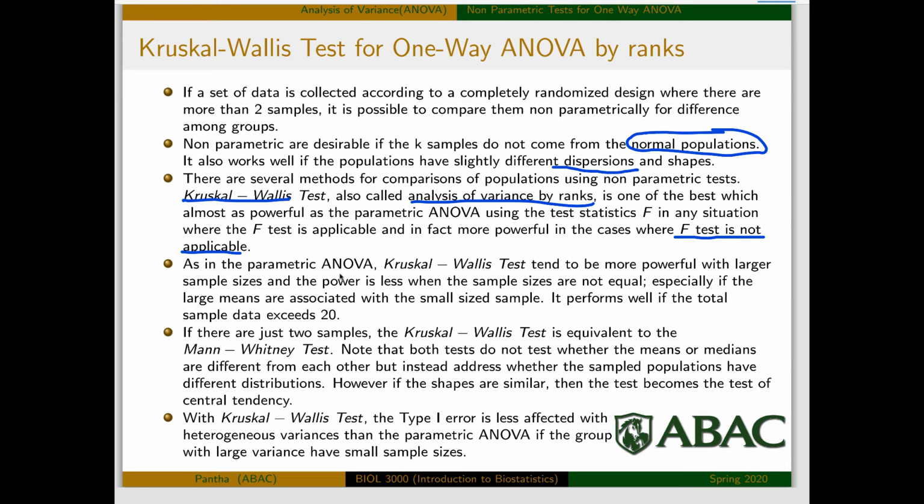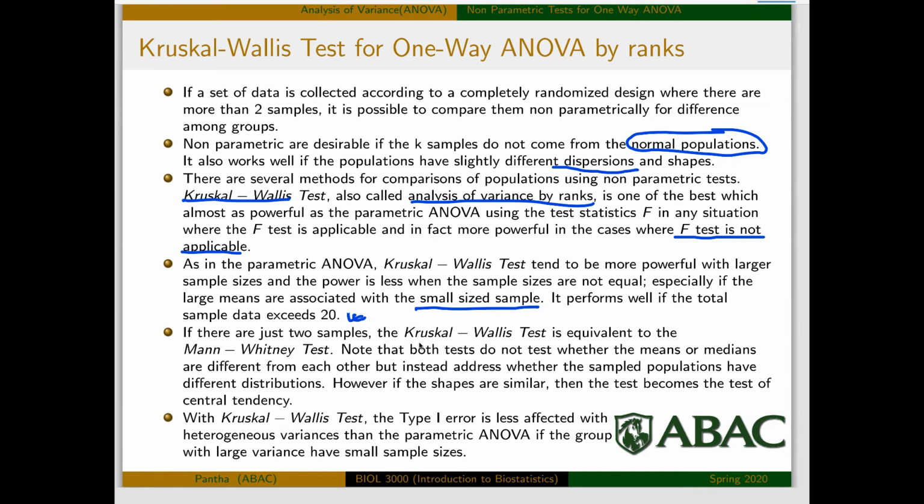As in the parametric ANOVA, the Kruskal-Wallis test tends to be more powerful with a larger sample size, and the power is less when the sample sizes are not equal, especially if the large means are associated with the small sample sizes. It performs well if the total sample size exceeds 20. So if the total n, the summation of the sample sizes of the different samples, or the total data points, is bigger than 20, it is okay to apply.